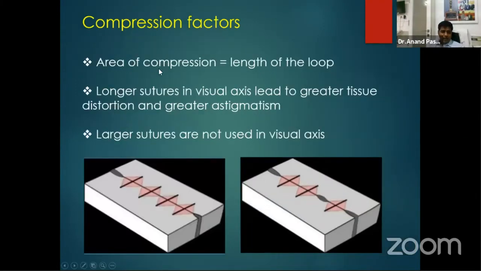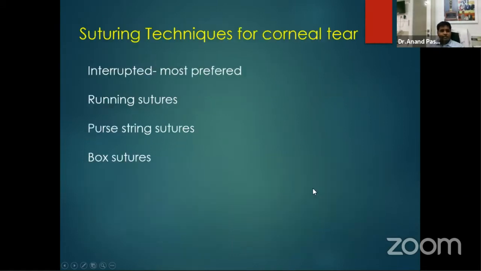The area of the compression depends on the length of the loop. Longer sutures in the visual axis lead to greater tissue distortion and greater astigmatism, and hence longer sutures are preferred to be avoided in the visual axis.